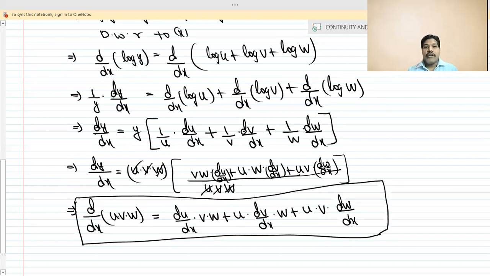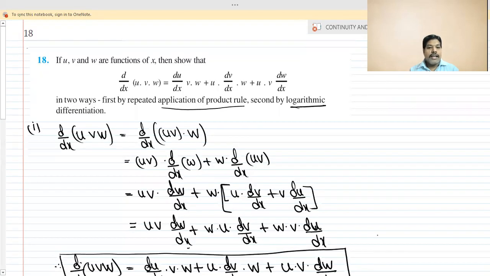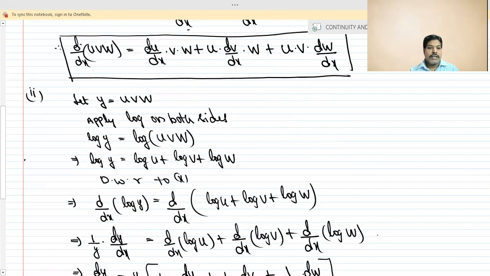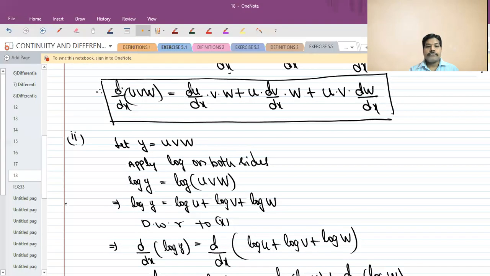This is the derivative of UVW. Okay, students, see that question and practice it using the two models: just apply the chain rule as well as logarithmic differentiation. Take that y value, apply the log, and apply the formula. That's all. So see that question, students, and practice it.